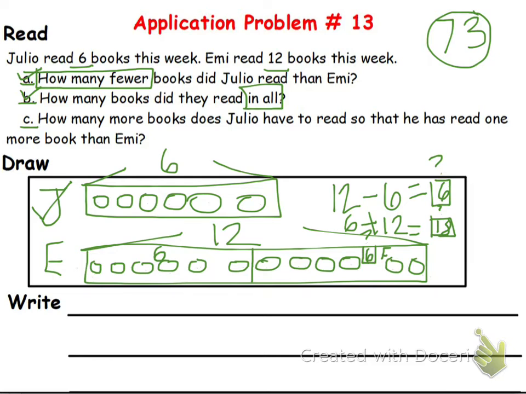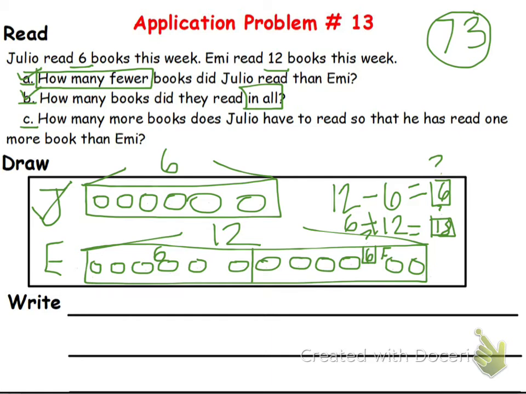All right, so now C. It says, how many more books does Julio have to read so that he has one more book than Emmy? So how many more books would Julio have to read so that he would have one more book than Emmy? Well, we know that Julio has 6 right now. Emmy has 12. Well, how many more books would he have to read to where he would have read one more book than Emmy?